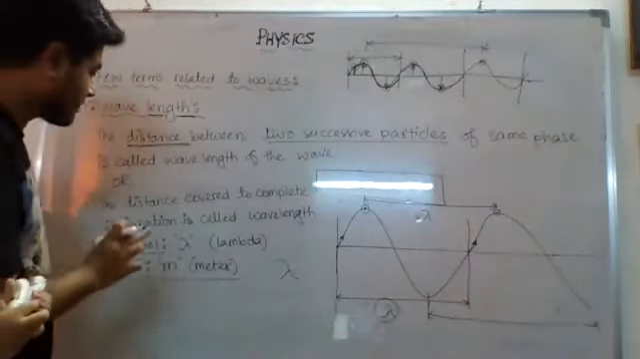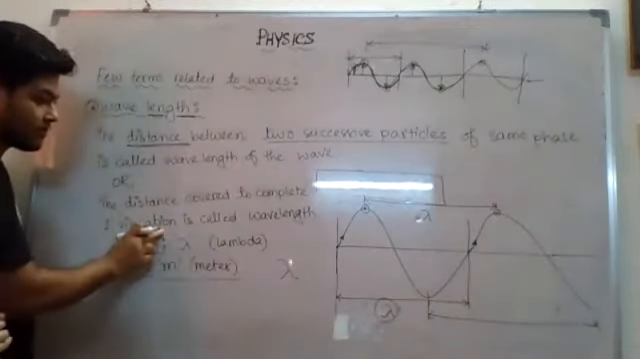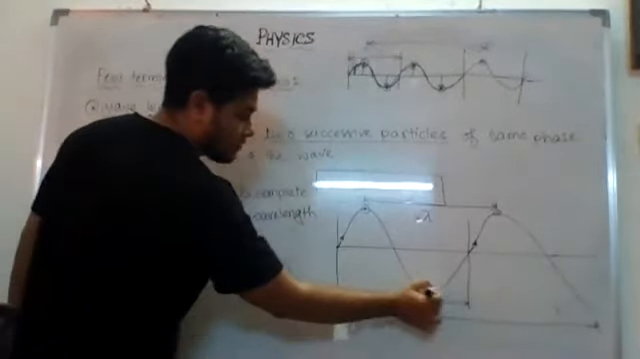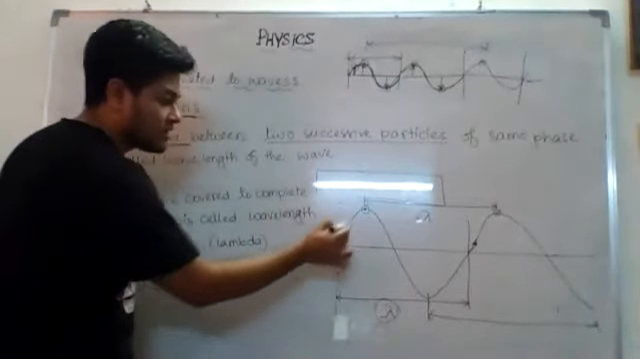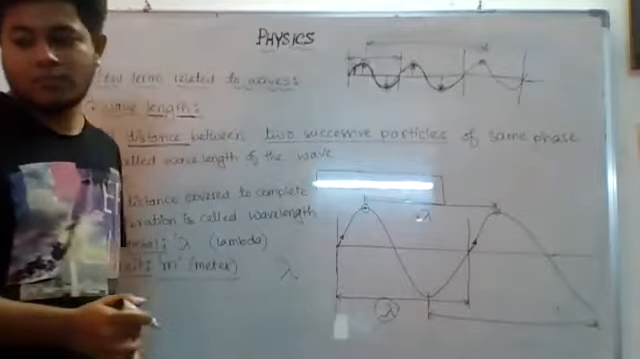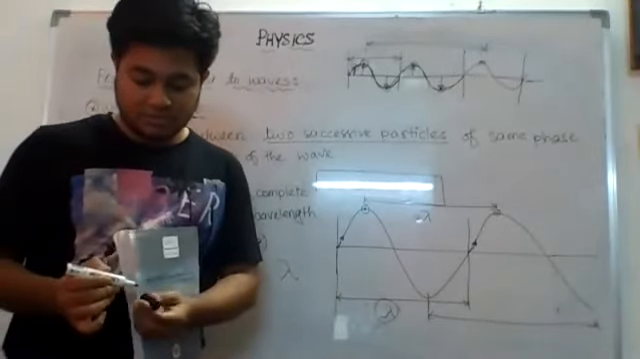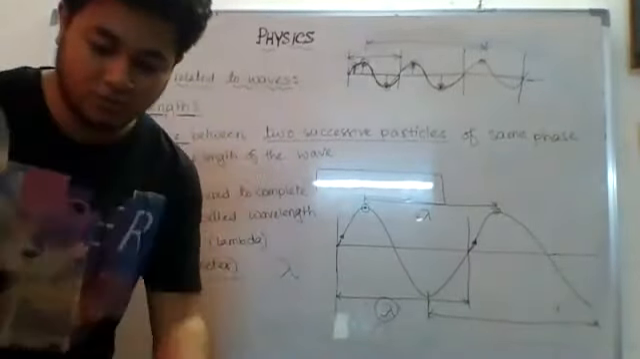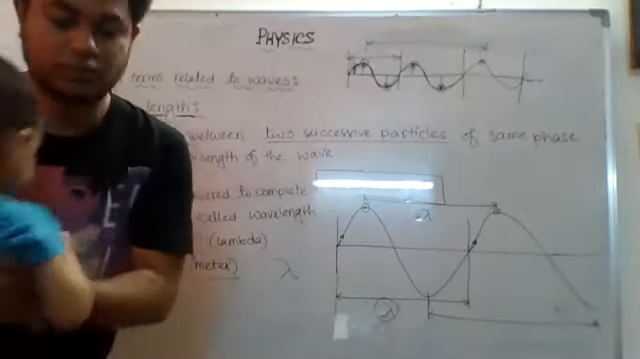Okay, you can write the distance covered to complete one vibration. এখান থেকে এখানে কিন্তু একটা ভাইব্রেশন কমপ্লিট করে, or we can say... Papa, please don't cry. Okay, Papa কোলে আসো আসো, don't cry.